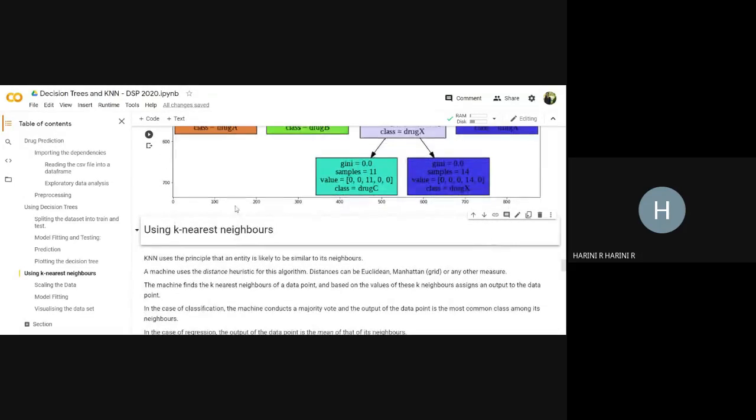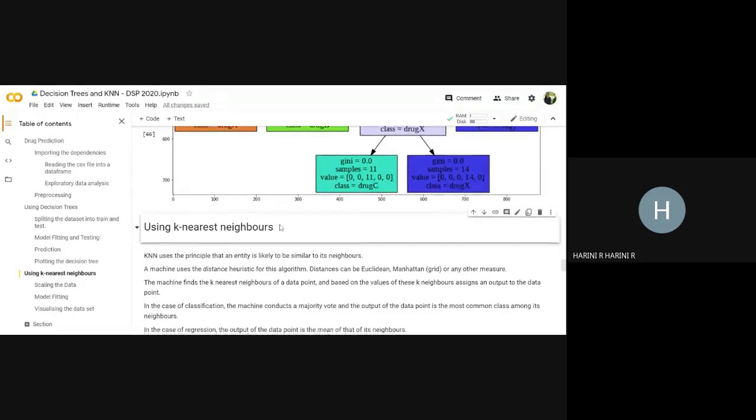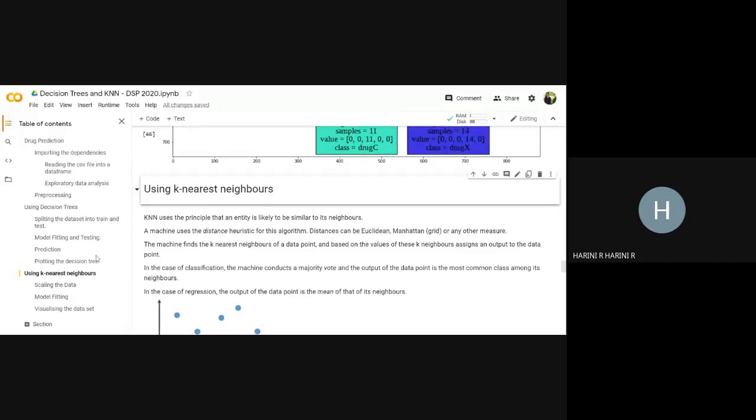We'll take a minute and then we'll see how to use this. What is this k nearest neighbors algorithm? It's a very simple algorithm, and we'll see how to use that on the same data set. So I'll just pause a minute and then we can quickly do the k nearest neighbors as well. Meanwhile, please feel free to post any questions in the chat. We'll be monitoring that.